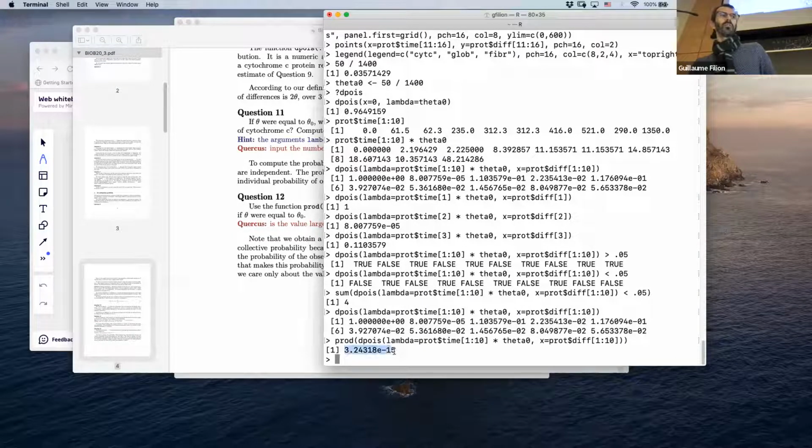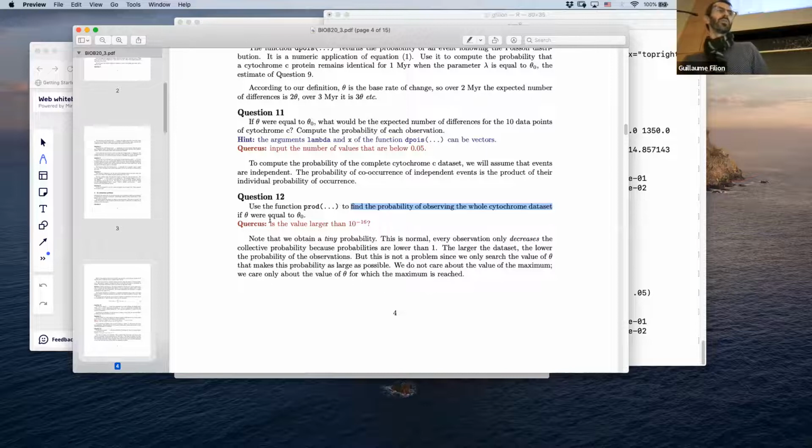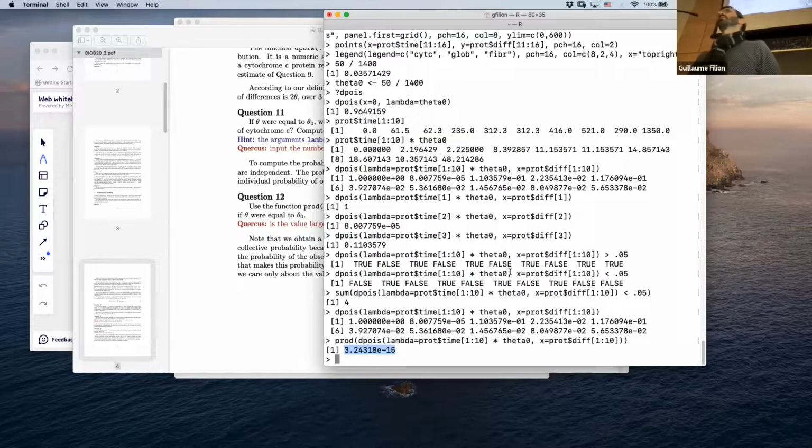And that's a tiny number here. 3.24 times 10 to the minus 15. And the question is, is the value larger than 10 to the minus 16? The answer is yes. That's the minus 15, that's larger. So that's really by the skin of its teeth, but the answer is yes.